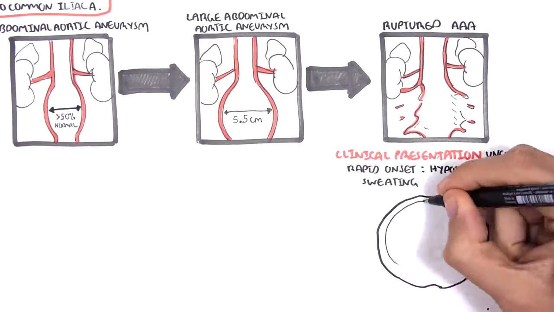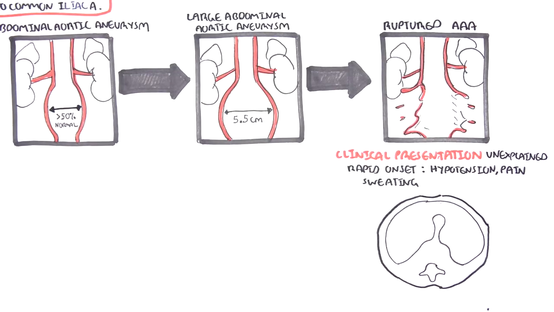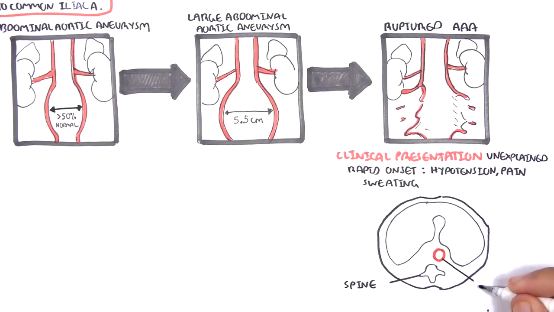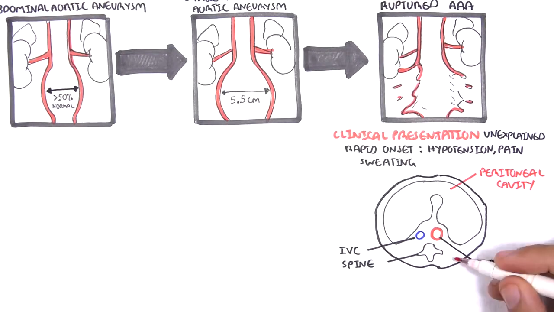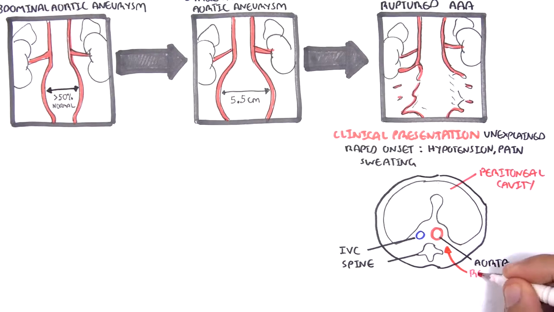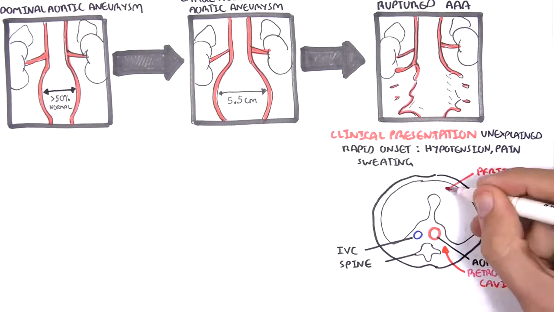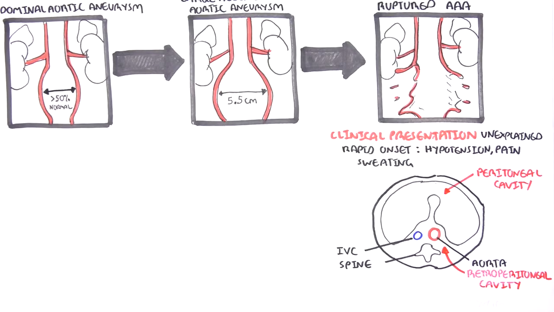So here is a cross-section of the abdomen. This is the vertebrae, the bone, the aorta, and the inferior vena cava. This in front of the aorta is the peritoneal cavity where our intestines are. Behind here is the retroperitoneal area where our kidneys are, for example.